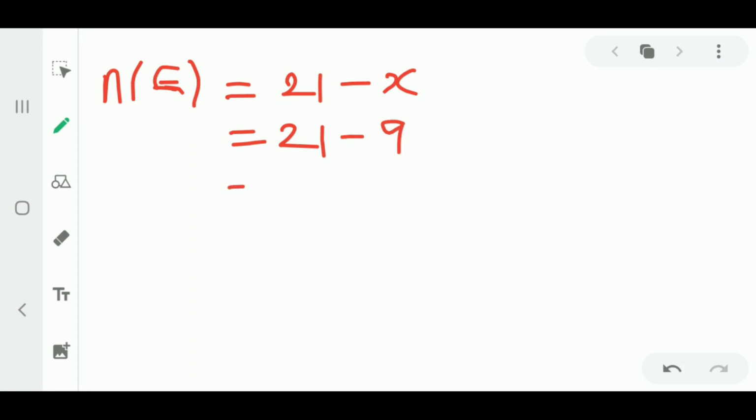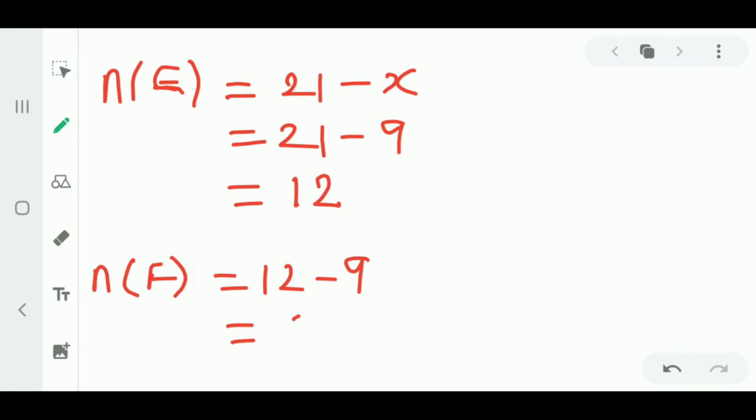So now we want to find what is English only. So the number of English only is equal to 21 minus X. So that's 21 minus 9, which is equal to 12. Then we wanted French only. So that's 12 minus 9, which is equal to 3.